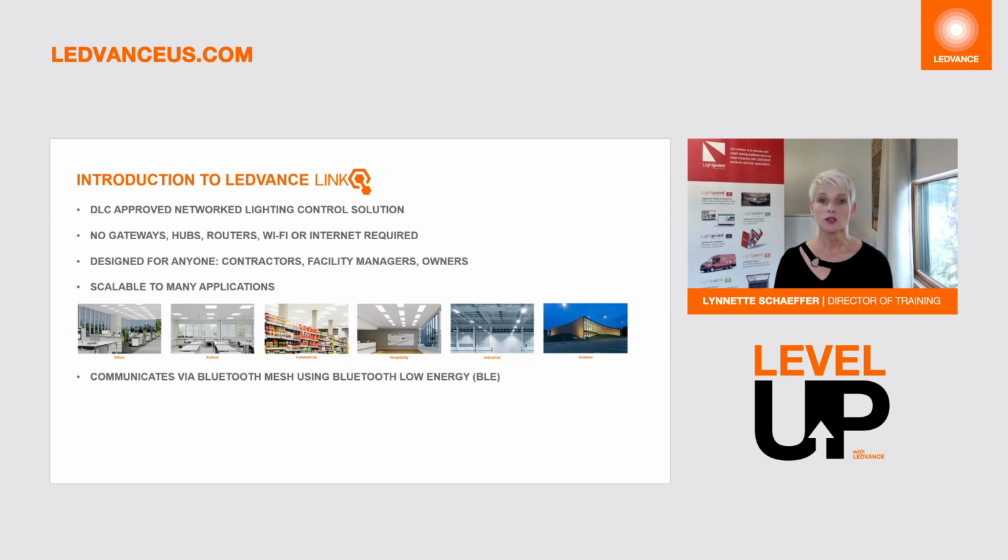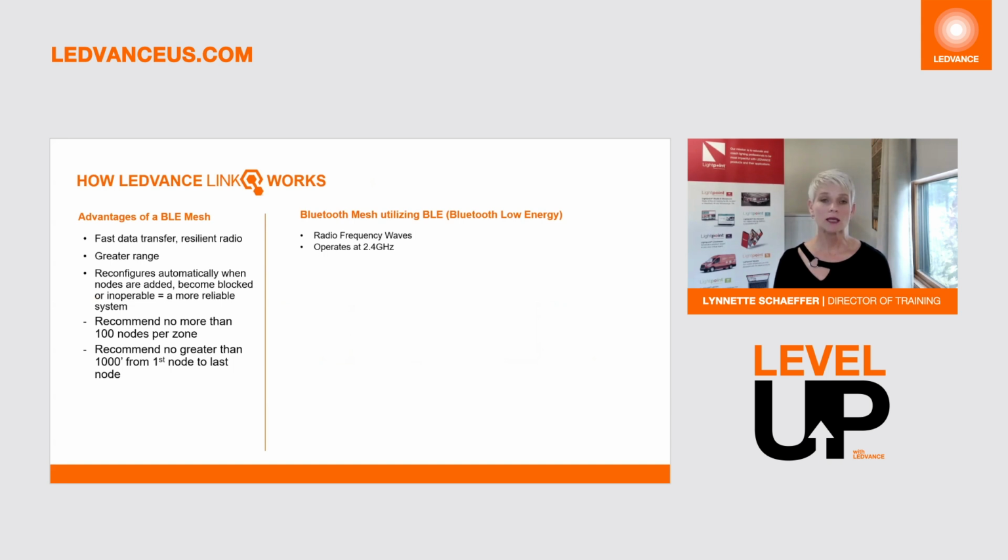Now, this system does communicate via Bluetooth mesh using Bluetooth Low Energy, BLE. So BLE means faster data transfer, a resilient radio, greater range compared to other wireless control systems. It reconfigures automatically when nodes or devices are added. And the network will also adjust when nodes become inoperable or blocked, which means that you're going to have a much more reliable system than other wireless lighting protocols.